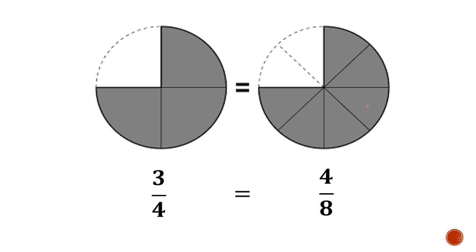In the second circle, we see that this circle is divided into 8 equal parts. Of these 8 equal parts, we have 1, 2, 3, 4, 5, 6, actually 6/8. And we've seen here that 3/4 is the same as 6/8.